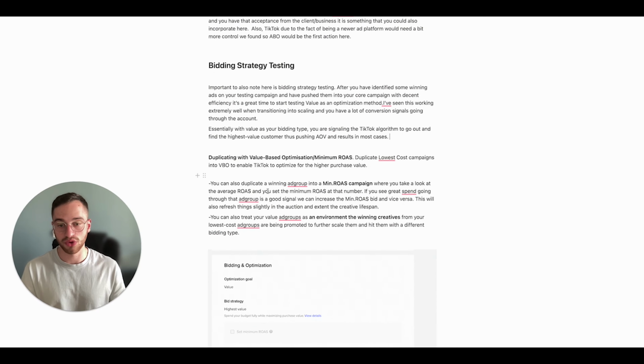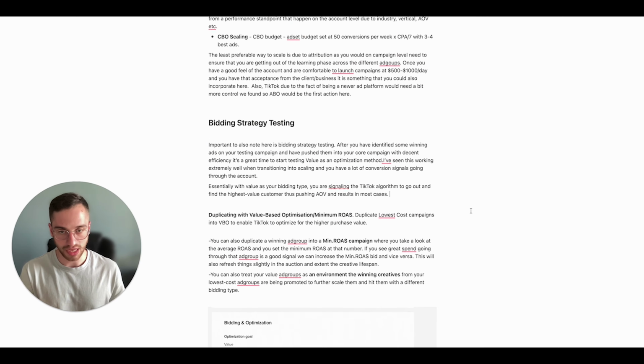And another thing that you can do is duplicate the winning value ad group into a min ROAS campaign, where you take a look at the average ROAS and set the minimum ROAS at that number. If you see great spend going through that ad group, it's a good signal that you can increase the min ROAS bid, and vice versa. This will also refresh things slightly in the auction and extend the creative lifespan.